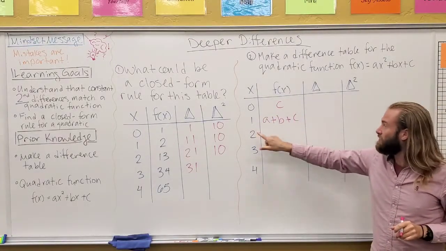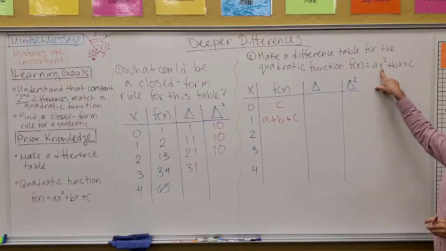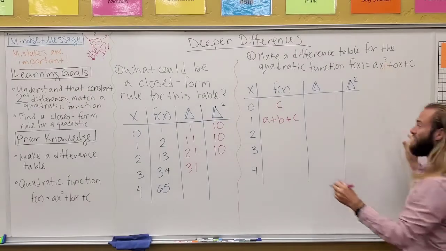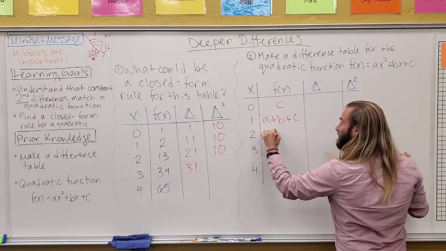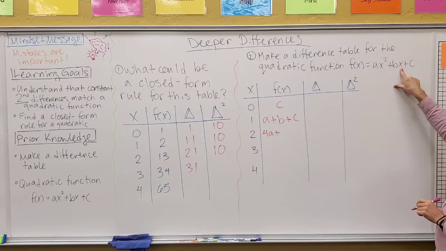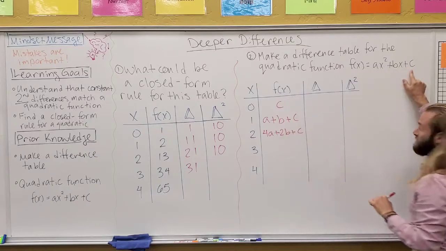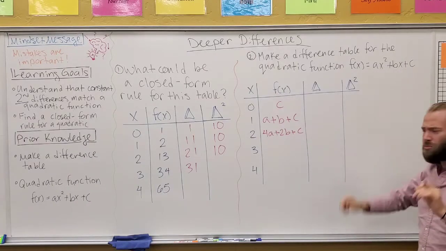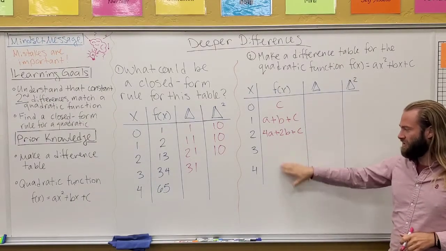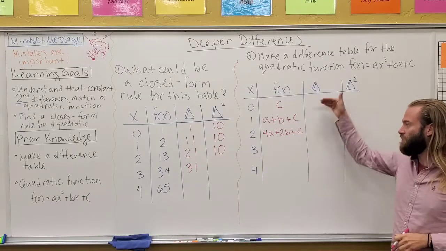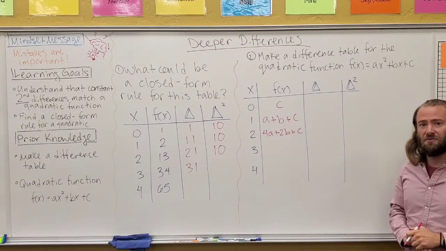And similar thing here for 2. If x is 2, 2 squared is 4. So I have 4a. And then when x is 2 here, it's just 2b, and then just plain old c. Why don't you pause right now and finish filling this column out for 3 and 4, and then we'll get to looking at the differences together.